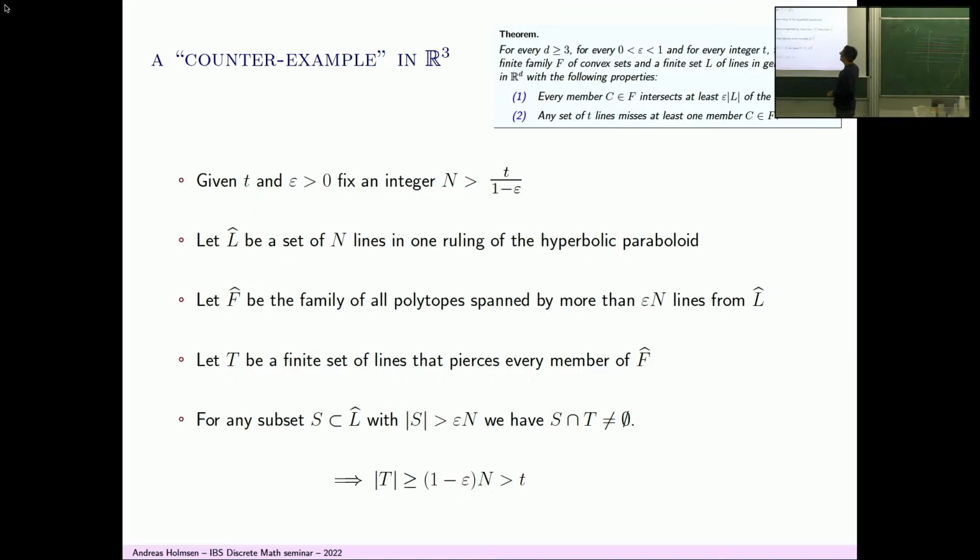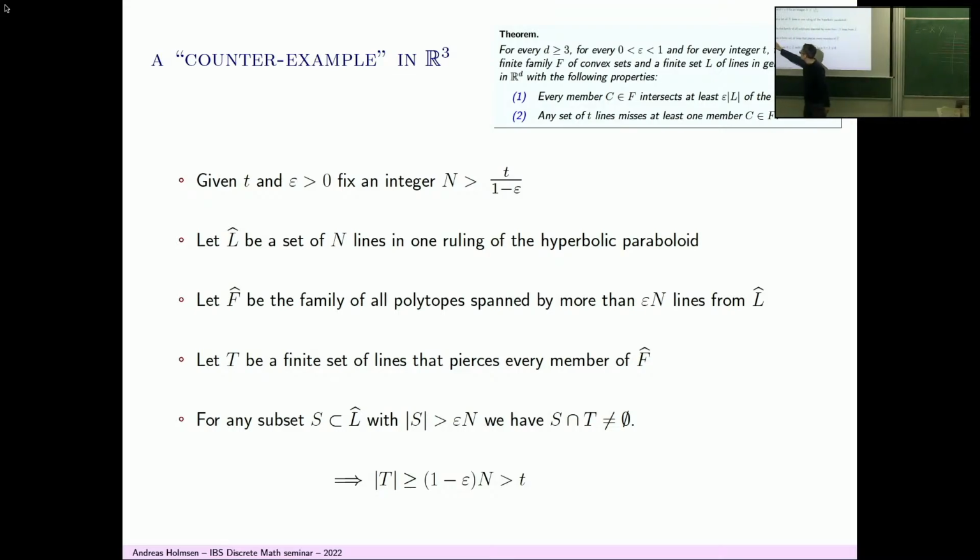What did this previous lemma say? That if I want to pierce, given one subfamily of epsilon n lines, and look at all the polytopes, if I want to pierce those with some red line, how can I pierce them? If I have a finite set of red lines and I want to pierce those, how should I pierce those? I need to choose one of the blue lines. Right? It's the only way. That's what the previous lemma said. The only way to pierce those is by actually choosing one of the lines, one of the epsilon n lines.